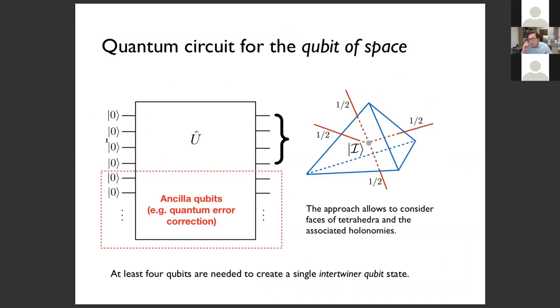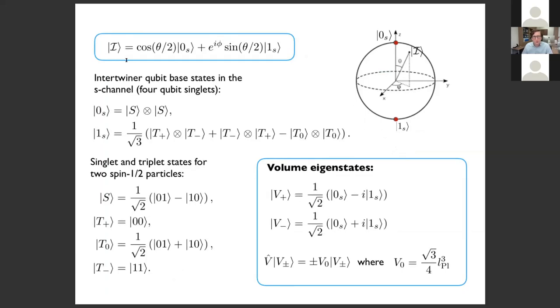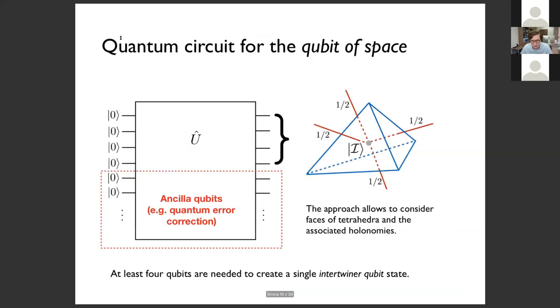So now the task is that we would like to build a quantum algorithm which gives us the tetrahedra, okay? Thereafter, of course, we would like to use such a circuit in composition with other similar circuits to build a more complex configuration. But from the viewpoint of quantum computing, the basic step is to introduce a quantum circuit which is generating the intertwiner qubit state. Okay, this is the first step.